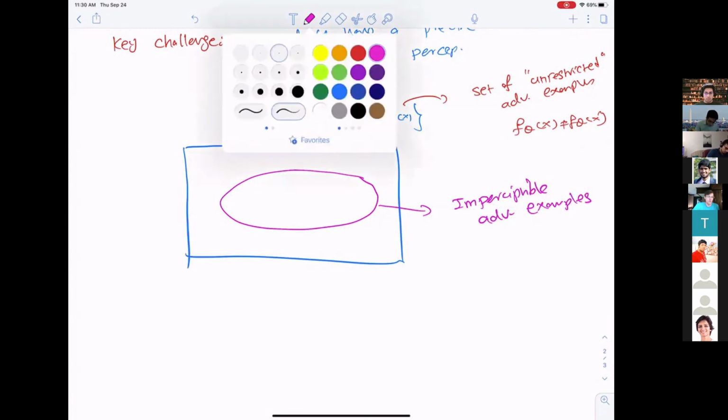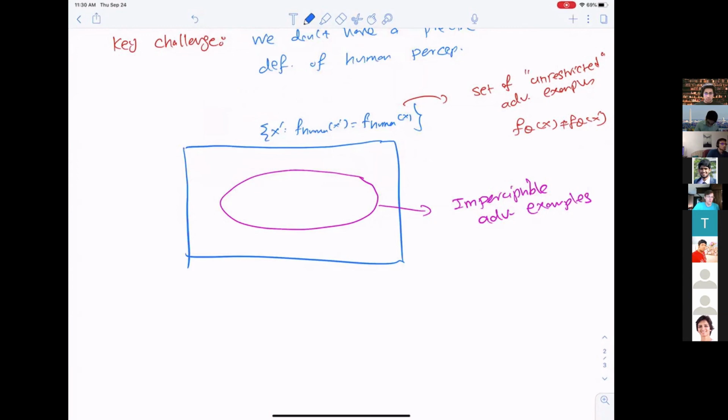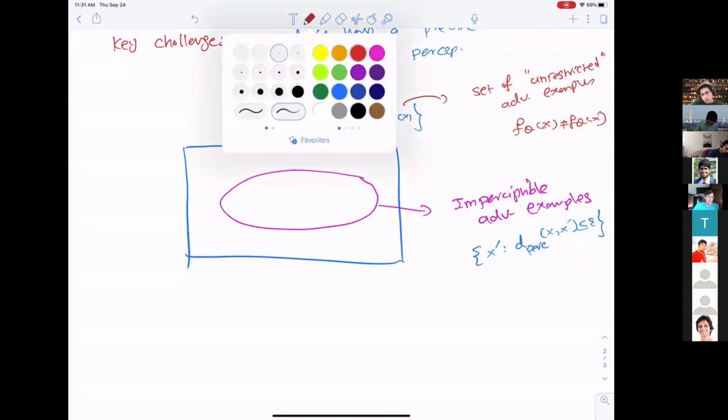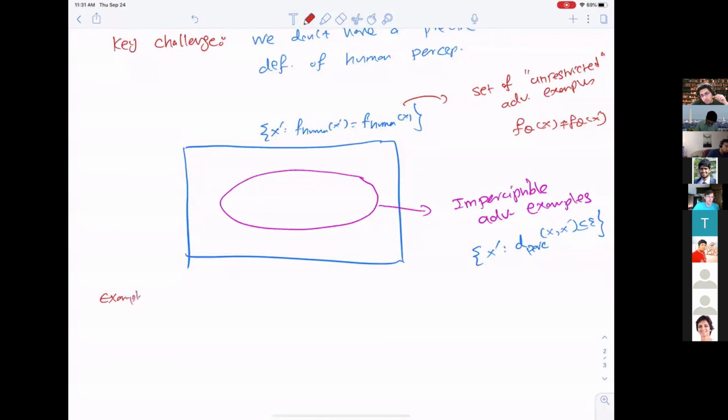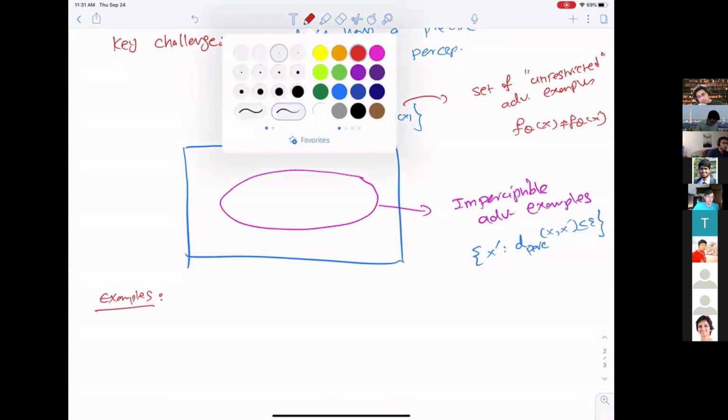If you want to write a mathematical definition, you would look at X primes such that maybe the true perceptual distance between X and X prime is less than a particular threshold, and that threshold causes the change between X and X prime to be imperceptible. All right, just to give you some examples to have this in mind, because sometimes in papers they have more restricted definitions of adversarial examples. It's good to have this big picture in mind.